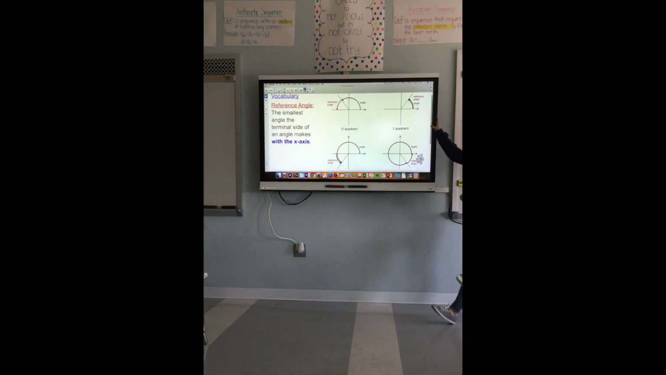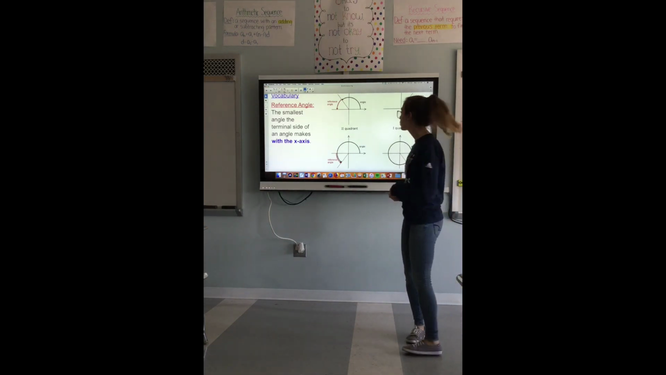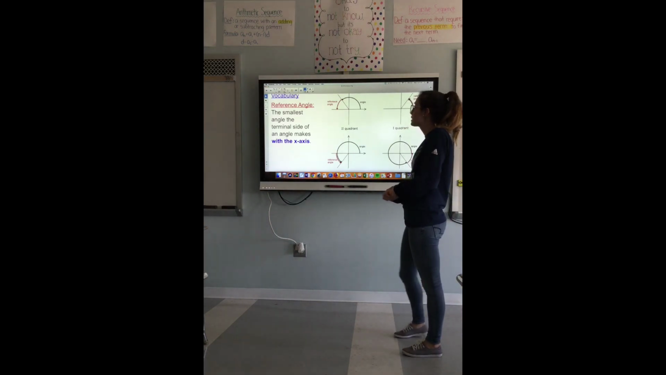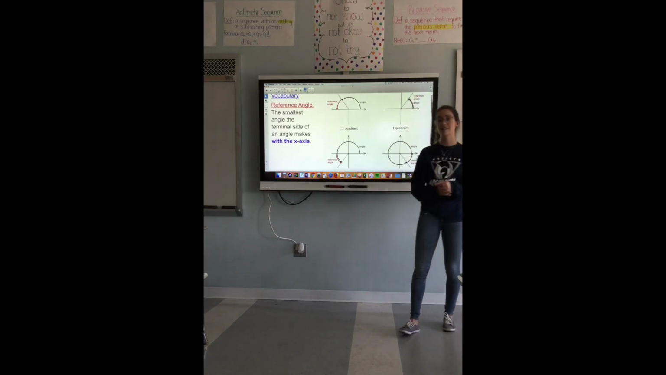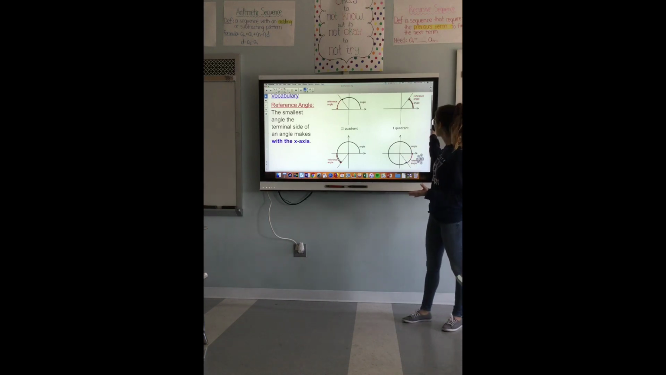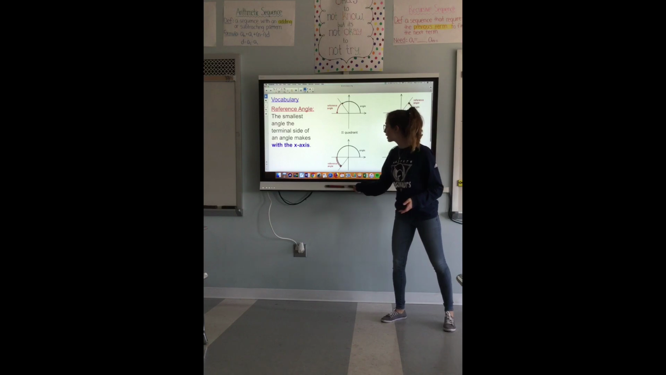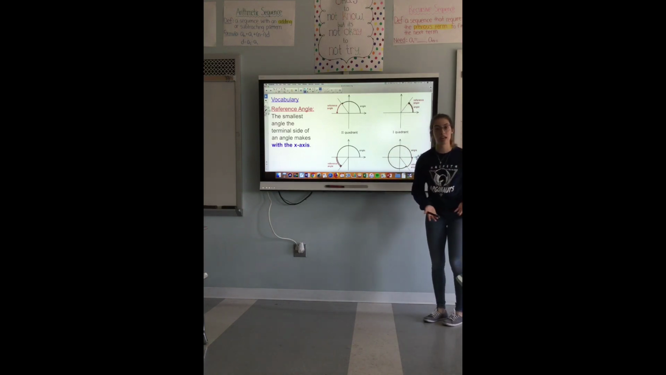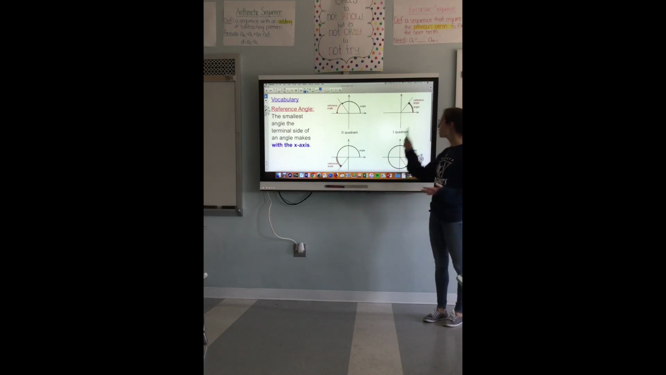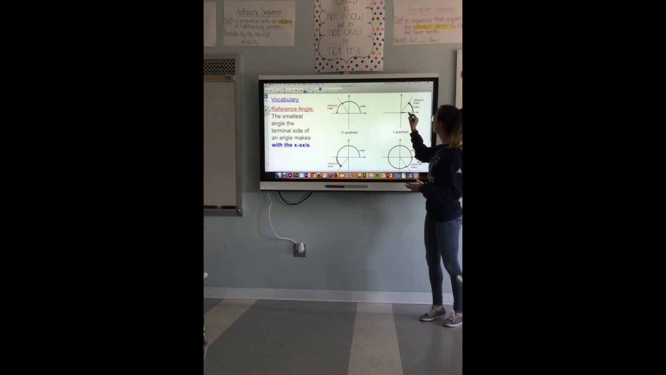Some more vocabulary is reference angle. We're going to be finding the reference angle today as well. So reference angle is the smallest angle the terminal side of the angle makes with the x-axis. So it's different for wherever your angle is. Now, if you're in quadrant 1, the reference angle is the angle that you have. It's going to be the smallest angle because it starts here and ends here, okay? So that would be our reference angle.